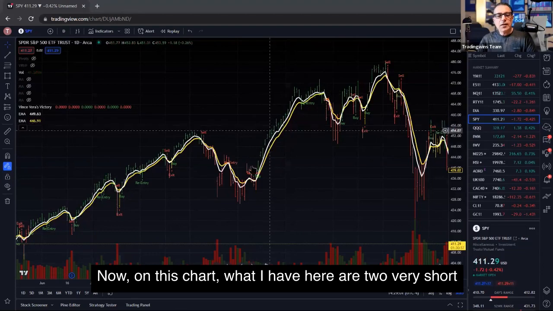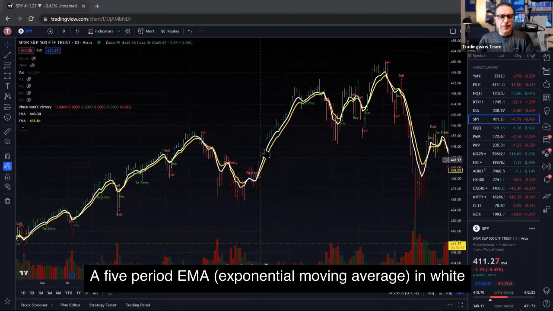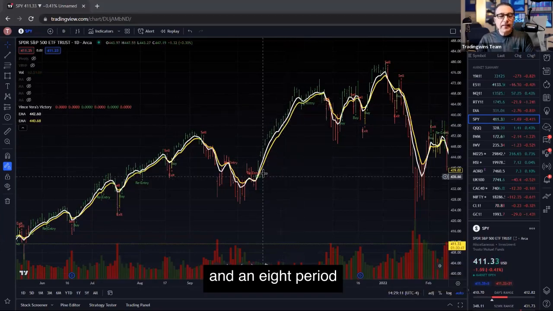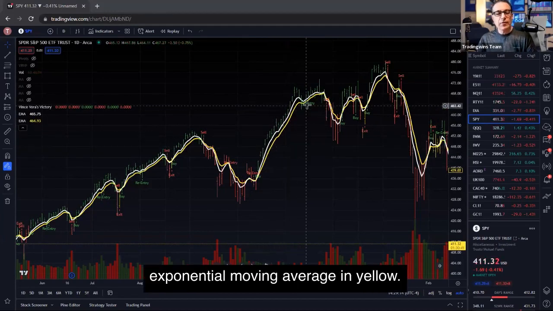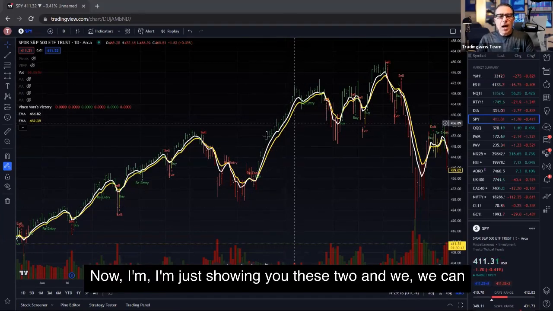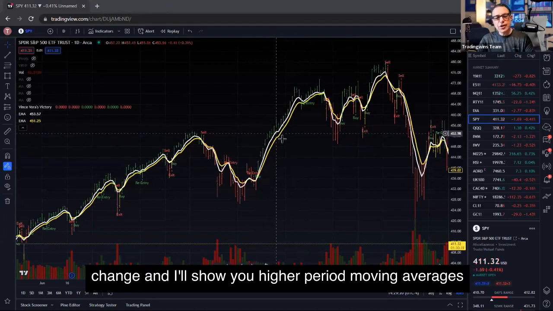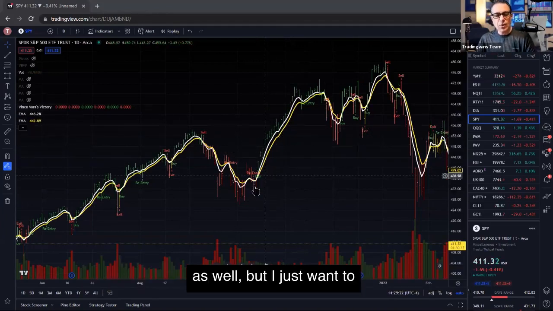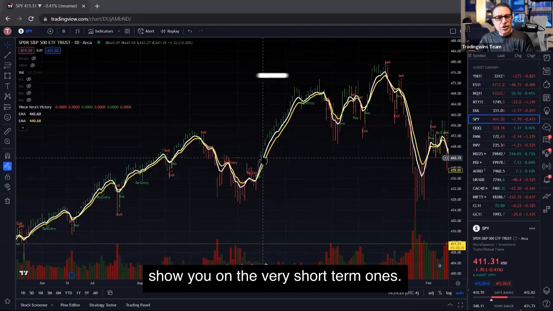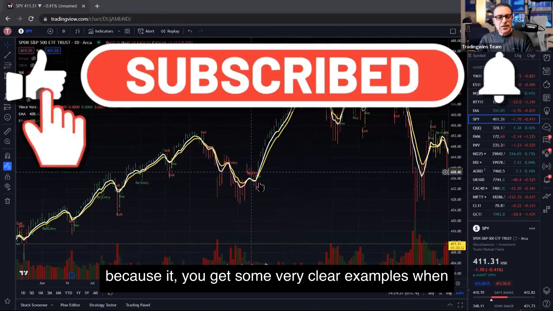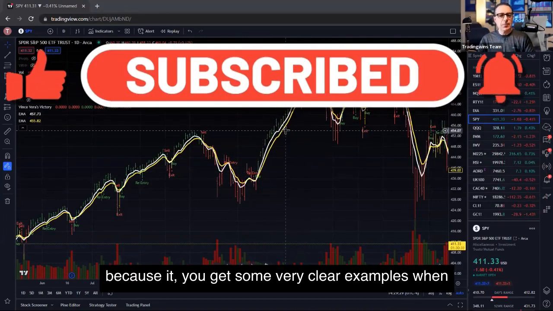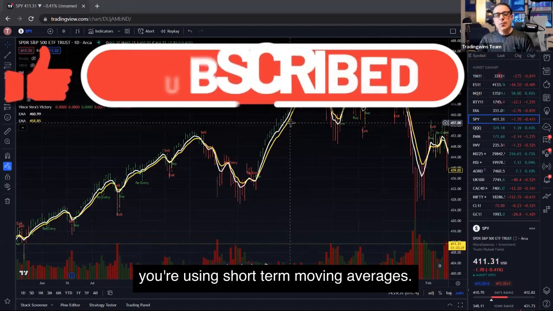Okay. Now, on this chart, what I have here are two very short-term moving averages, a 5-period EMA, exponential moving average, in white, and an 8-period exponential moving average in yellow. Now, I'm just showing you these two, and we can change, and I'll show you higher period moving averages as well. But I just want to show you the very short-term ones, because you get some very clear examples when you're using short-term moving averages.